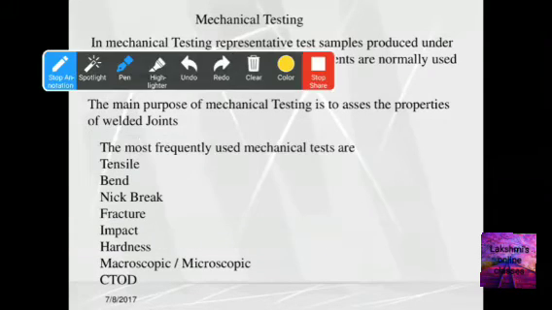The most frequently used mechanical tests were already shortlisted in our earlier class also. These are the types of mechanical tests used in destructive testing: one is the tensile test, second is the bend test, third is the nick break test, fourth is the fracture test, fifth is the impact test, sixth is the hardness test, seventh is the macroscopic and microscopic test, and eighth is CTOD. So these are the different types of tests.